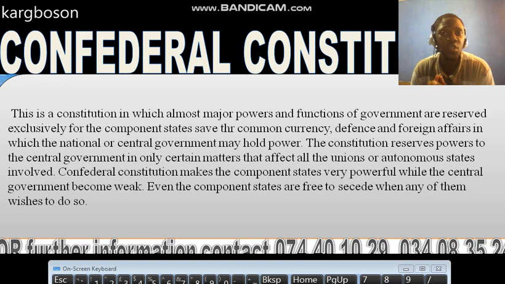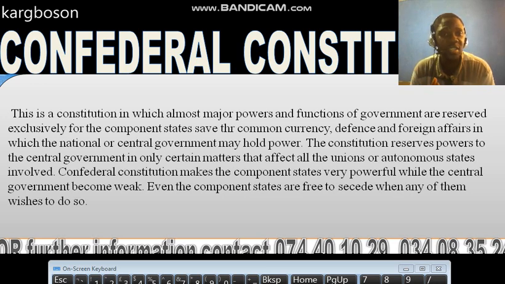But when it comes to the Confederal Constitution, to a very large extent its reserved powers are exclusively meant for the component states, and this constitution reserves powers to the central government only in certain matters that affect the union or the autonomous states involved. So the Confederal Constitution makes the component states very powerful, while the central government becomes weak.